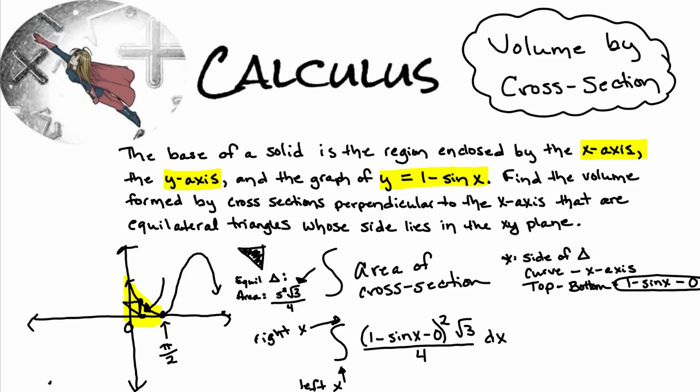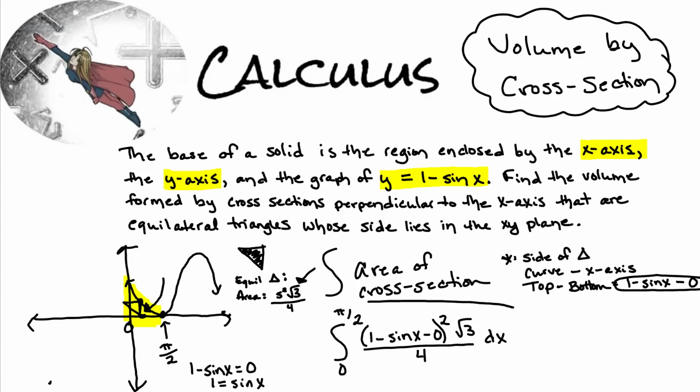Now, if you didn't know that, you could just set 1 minus sine of x equal to 0. And you could solve. So that would end up being 1 equals the sine of x. So you're saying, where does the sine of x equal 1? And on the unit circle, you would know that that's straight up at pi over 2, because sine is the y coordinate. So that's going to make the upper limit pi over 2 and the lower limit 0. So it's from 0 to pi over 2.